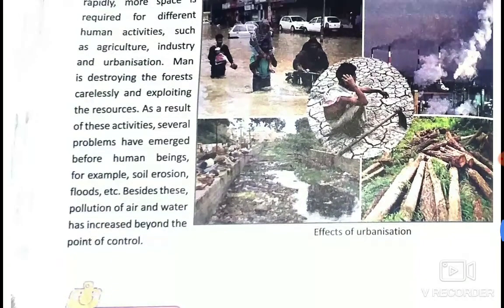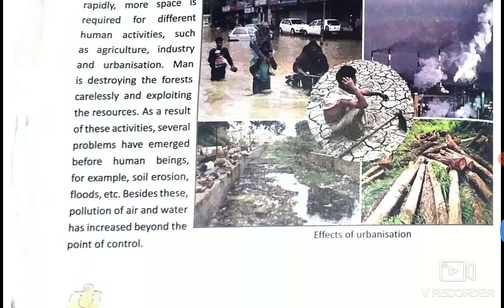You can see here the picture of the effects of urbanization. See, somewhere there are industries. You can see here that proper drainage is not there. Woods are being cut. There are drought conditions. Farmers are suffering. Heavy floods are occurring. Who is suffering here? Human beings. So it's an important role for human beings to save the environment.